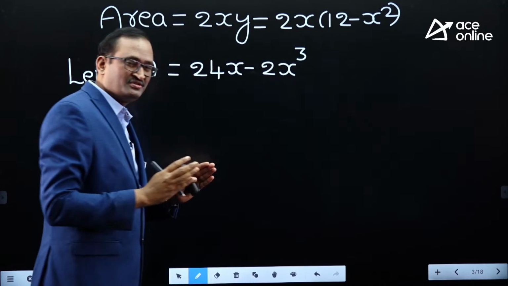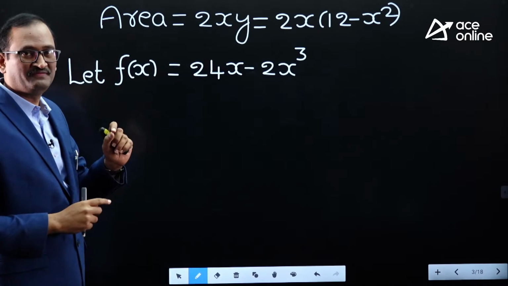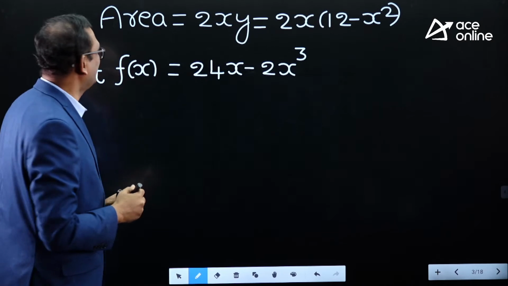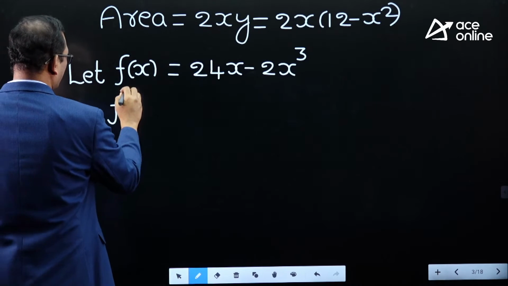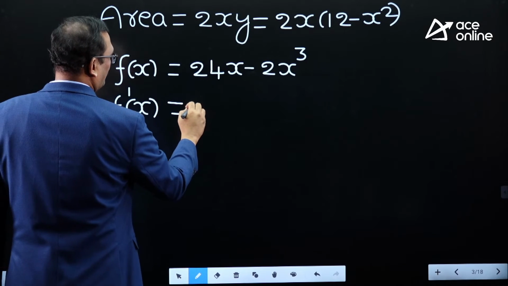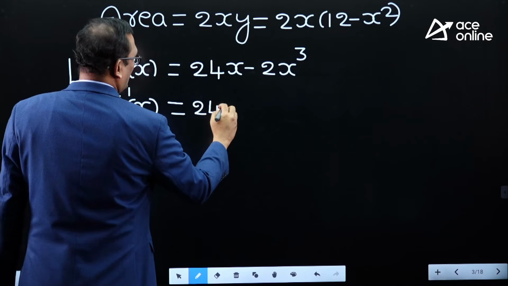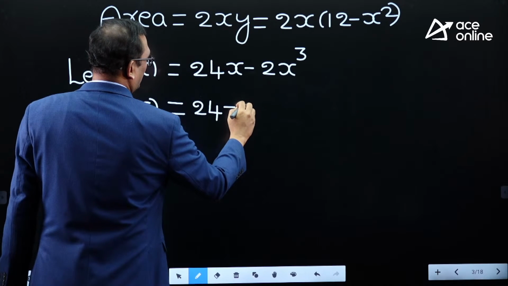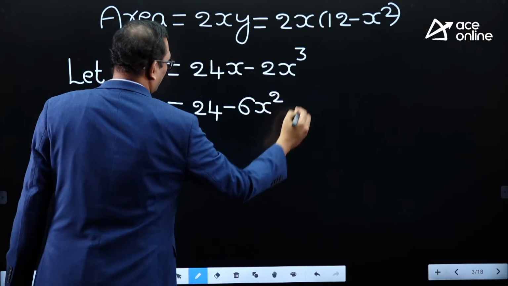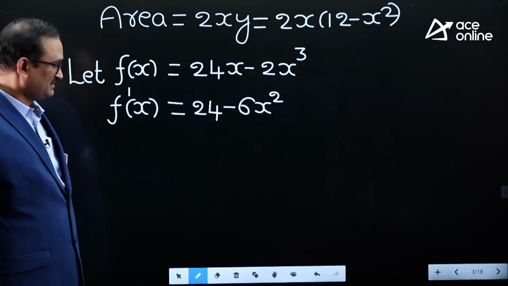To find maxima and minima, first of all we have to find the critical points. To get the critical points, we need to find f dash x. F dash x equals 24 into the derivative of x, which is 1, minus 2 into the derivative of x cube, which is 3x square, so 2 into 3x square, that is 6x square. This is f dash x.